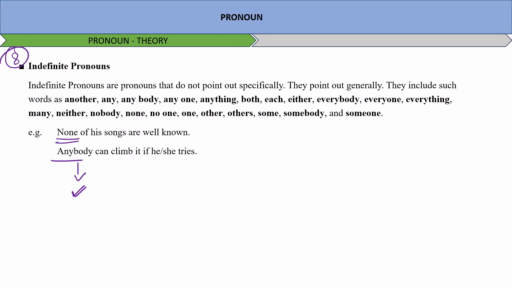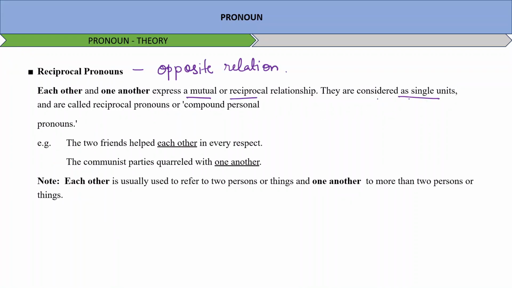Next, reciprocal pronouns. Now, what are reciprocal pronouns? Reciprocal pronouns are pronouns which are used to show a reciprocal relation. They express a mutual or reciprocal relationship. They are considered as single units and are called reciprocal pronouns. Sometimes they are also known as compound personal pronouns.